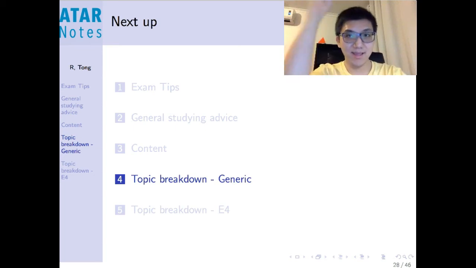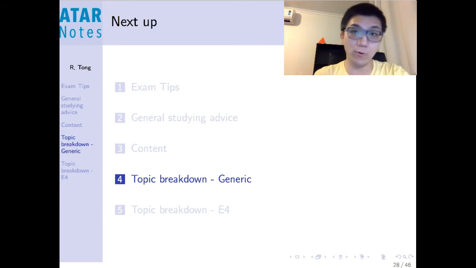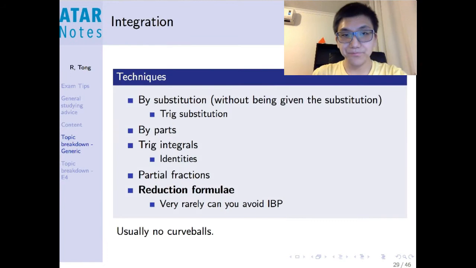Nearly done, guys. Yay! Alright, so what's left for me to cover now is basically just to give you a rough breakdown of the standard things that you need to know for each topic. I'll also talk briefly about what you might want to know to be able to secure your band E4, and pretty much it's just going to be a summary-based lecture at this point. Alright, so let's do it.